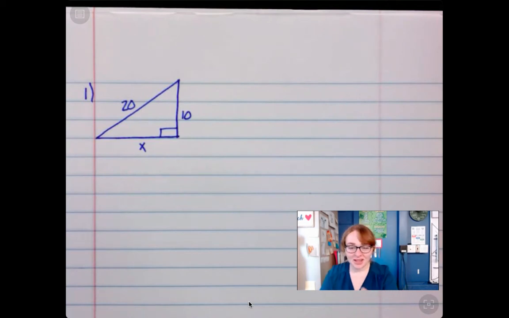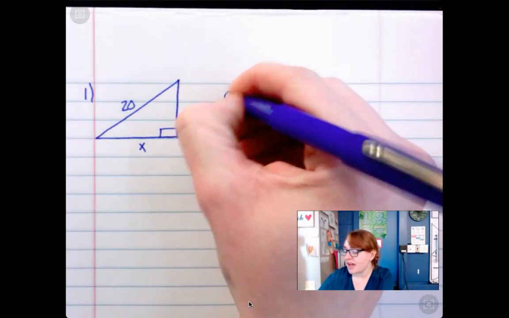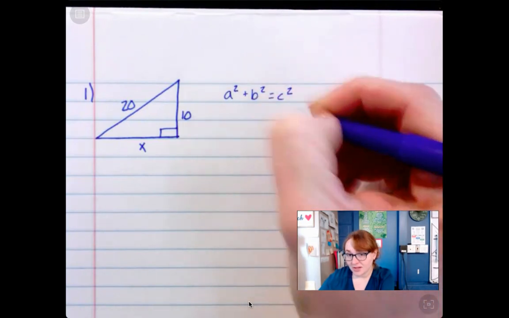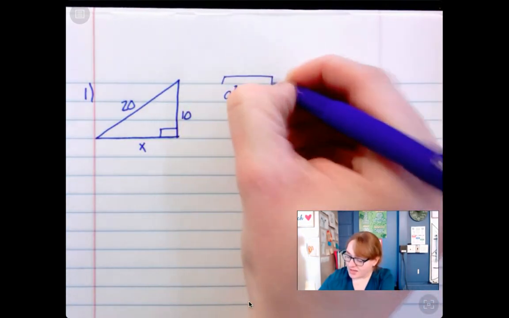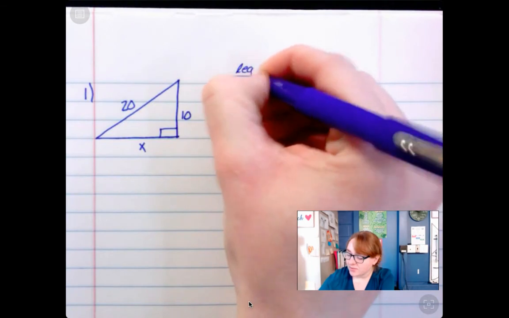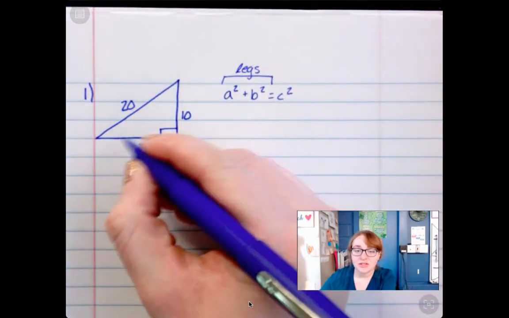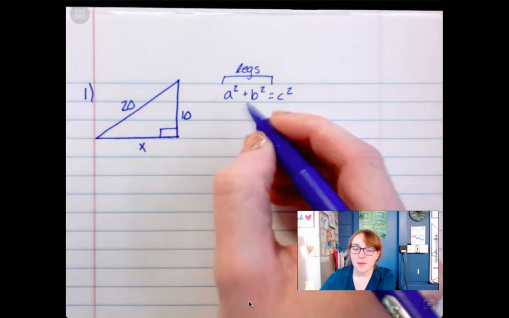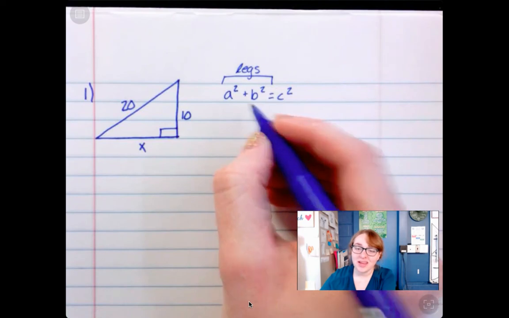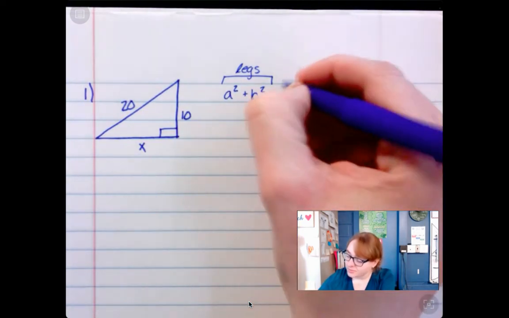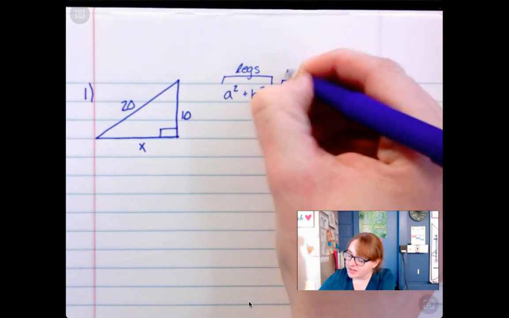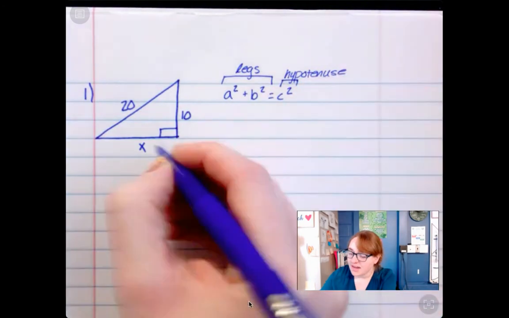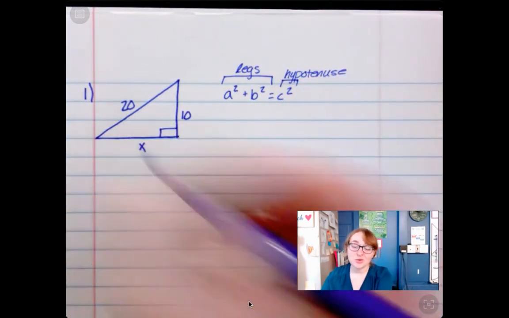use the Pythagorean theorem. Remember that our Pythagorean theorem is a squared plus b squared is equal to c squared, where a squared and b squared are our legs. Our legs are the 2 sides that touch this 90-degree angle, so our 2 legs are 10 and x. It does not matter which one goes in for a and which one goes in for b, as long as they're both legs. And c squared here is our hypotenuse, or our longest side, the side opposite our 90-degree angle, or this 20 here.